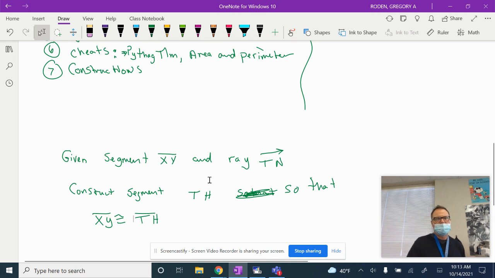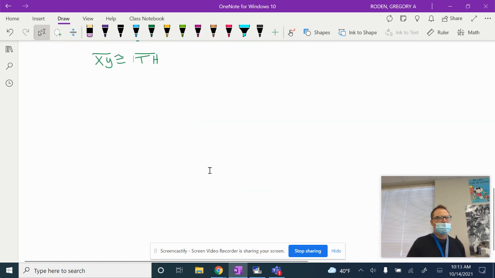Okay, so you clear your screen. The first thing you need to do is make your givens. So you need to construct a segment, and then you need to construct a ray. Put those letters on there.